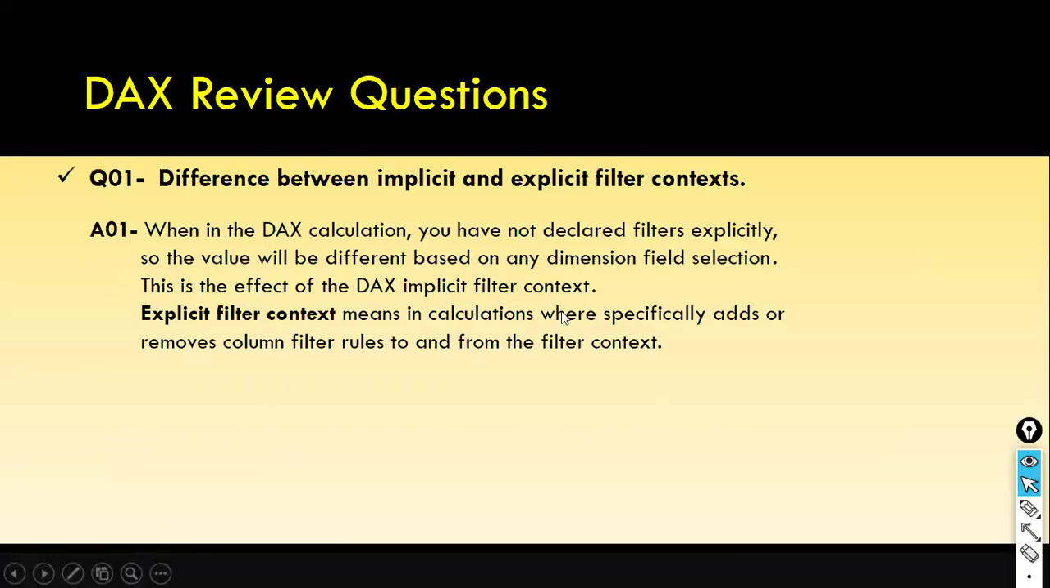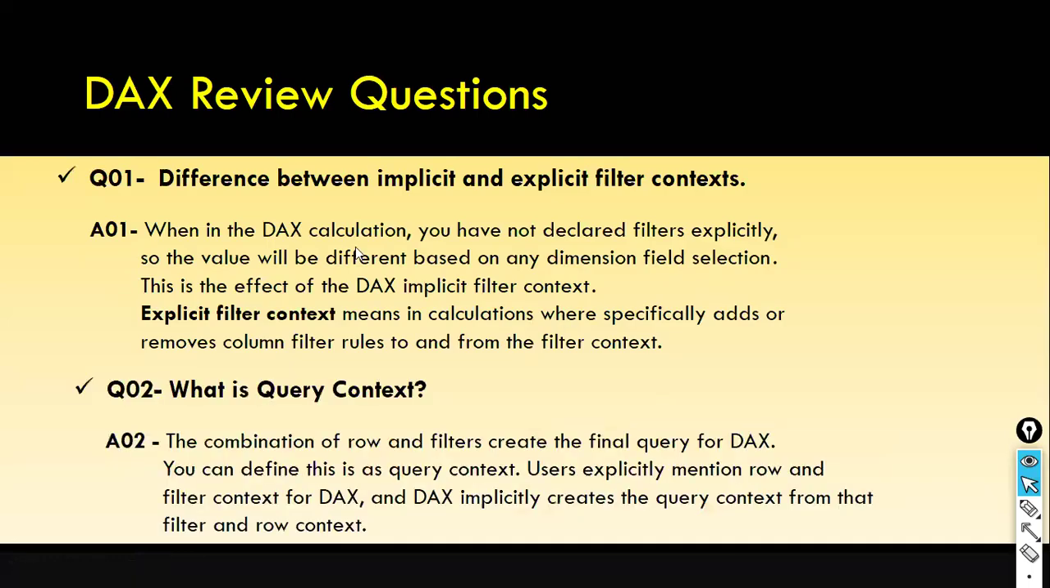So what is the difference between implicit and explicit filter context? I already discussed this, right? And next one, on the internet, instead of seeing two contexts as part of your evaluation context, it will show three types: the row context, filter context, and query context. Query context is nothing but the combination of row and filter context, which creates the final query for your DAX. That's all, guys.